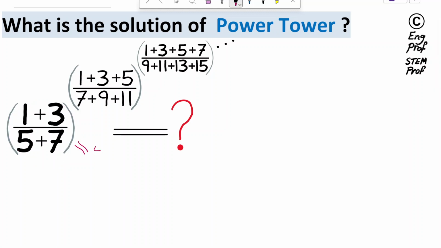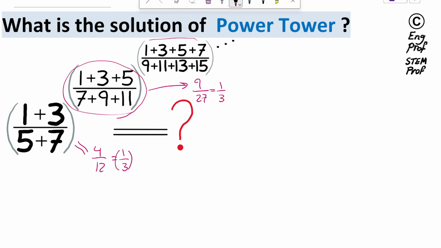This is obviously 4 divided by 12, which is 1 over 3. So base is 1 over 3. Now, let's look at the first exponent. It is 1 plus 3 plus 5 in numerator, the extension of the previous numerator, and then 7 plus 9 plus 11 in denominator. So if you add them up, you end up with 9 for numerator, and then 7 plus 9 plus 11 is 27. So another 1 over 3.